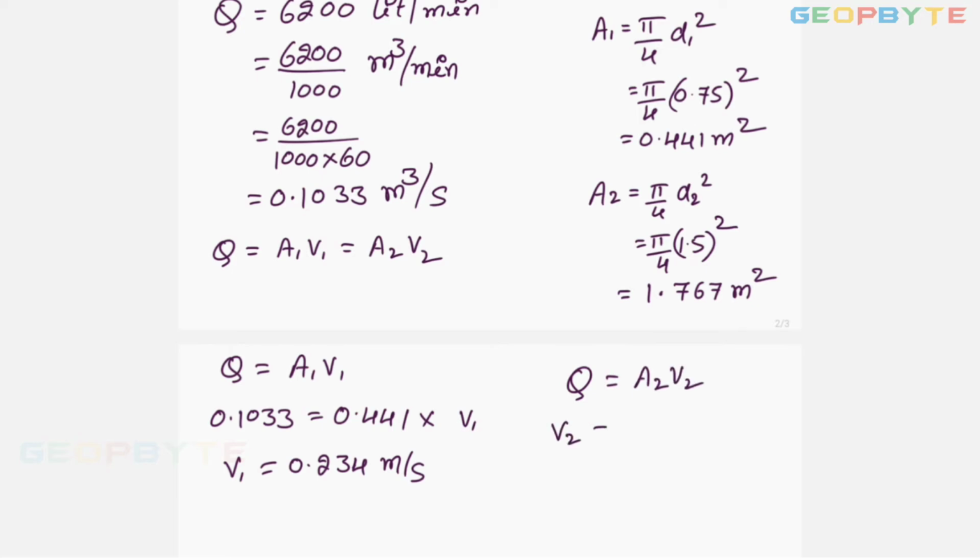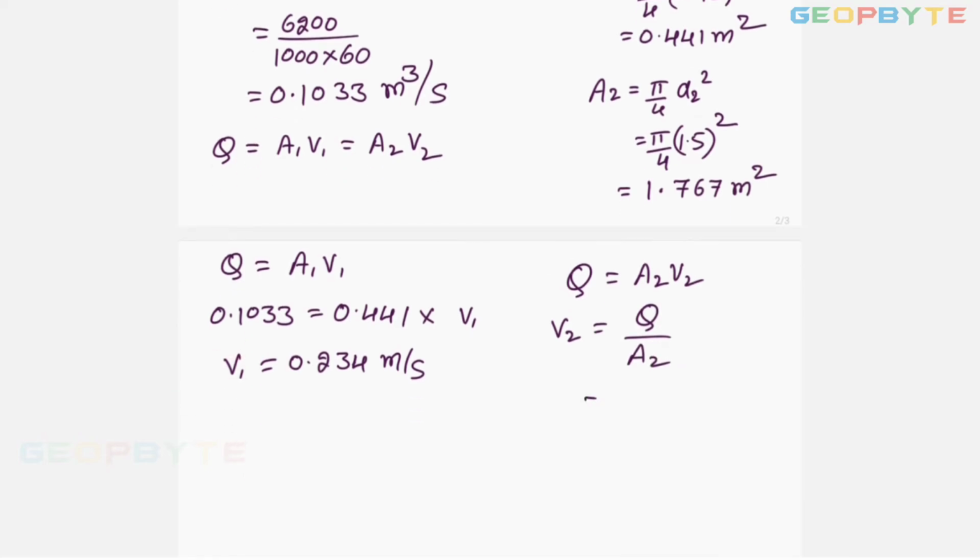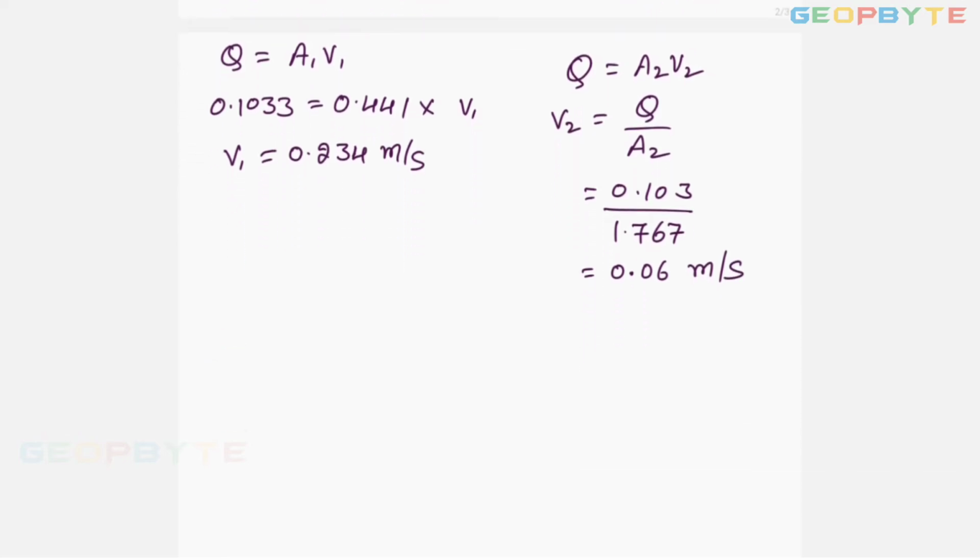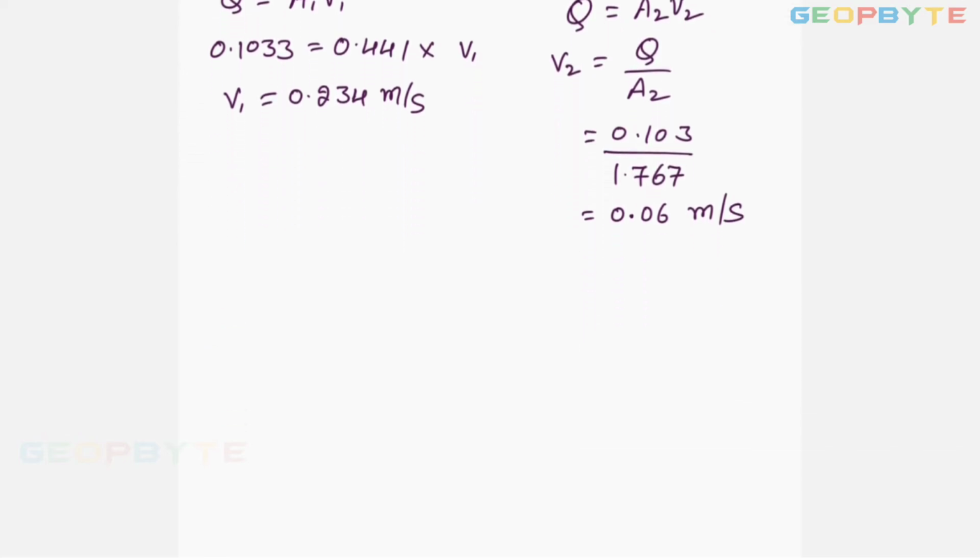Similarly Q equal to A2 V2. From this V2 equal to Q by A2. Q equal to 0.103 by A2, 1.767. Simplify this value for getting V2 equal to 0.06 meter per second.